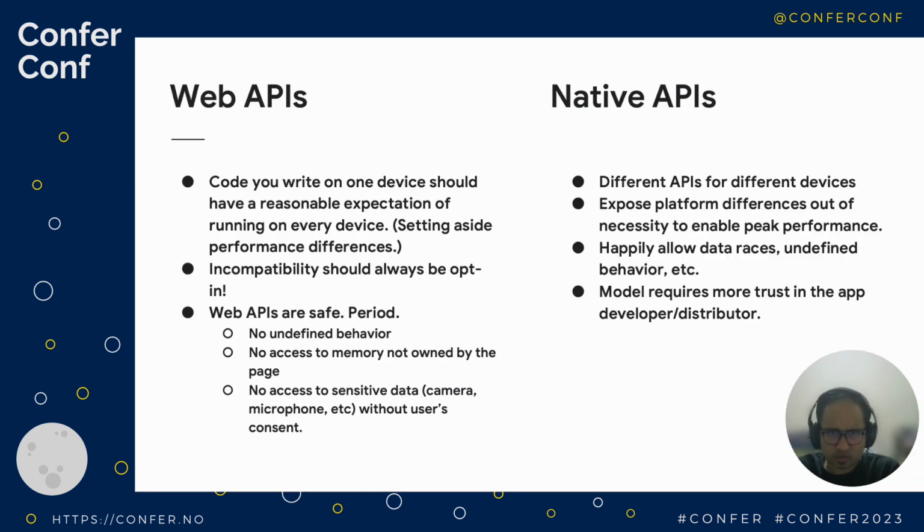Aside from the complexity though, there are simple differences in the set of goals between a web API and any native counterpart it might have. A web API is supposed to be safe, period. It should not have any undefined behavior, no access to user data unless explicitly verified, no access to memory, and it should be very much backward compatible. Native APIs do not always have to abide by the same rules.